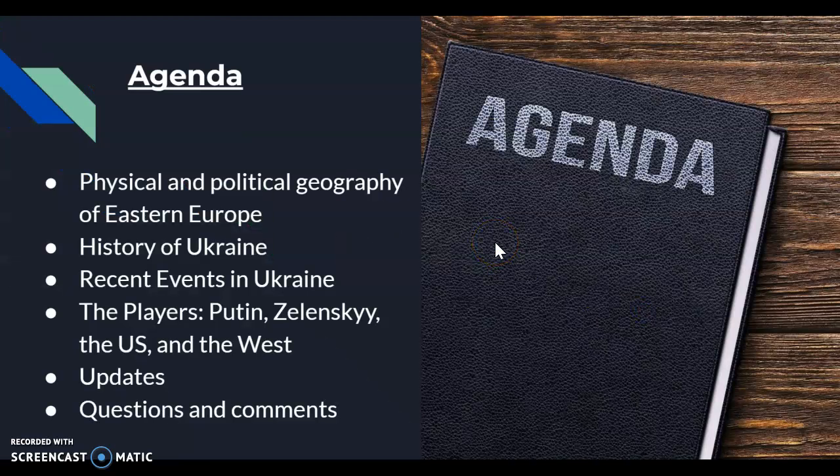So first up, here's our agenda. We're just going to look at the physical and political geography of Eastern Europe, moving on to the history of the Ukraine, as well as some recent events, some of the main geopolitical powers and players who have interest in the region and why. And then we'll go over the updates in a separate video. I'm just going to be using this one as the base video of the kind of how did we get to what's happening in Ukraine.